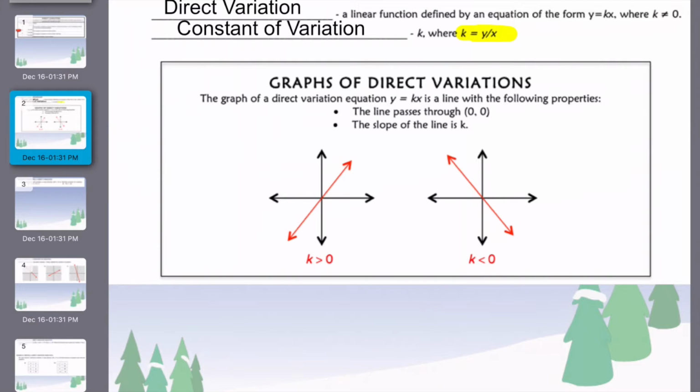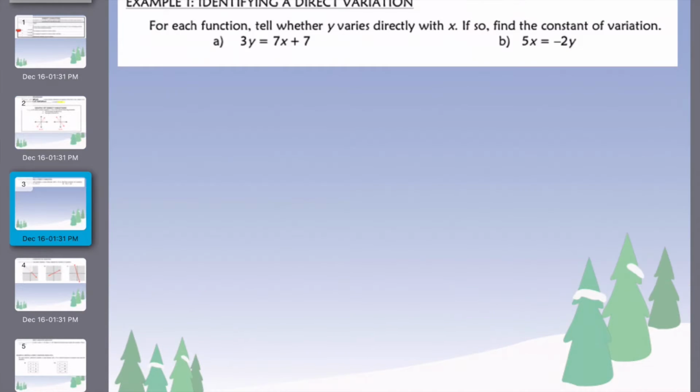Okay, so let's try a couple of examples in regards to direct variation. For each function, tell whether y varies directly with x. If so, find the constant of variation. So really what they're asking us to do here is write this in slope-intercept form, which means we need to rewrite some stuff.